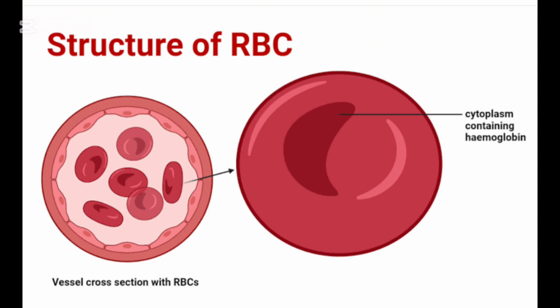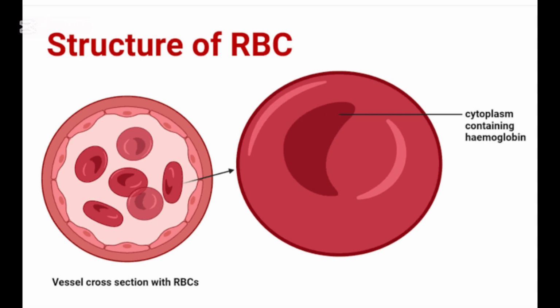And seeing the structure, you can see it is made up of cytoplasm and the central part of it, which contains the hemoglobin. And note that the hemoglobin, which is present in the red blood cell, is what enables them to trap oxygen and transport it to the tissues where it is needed.